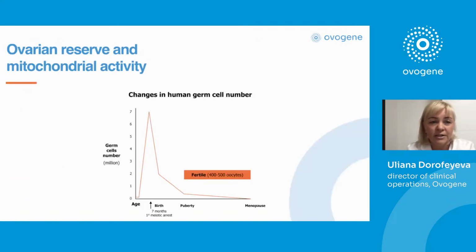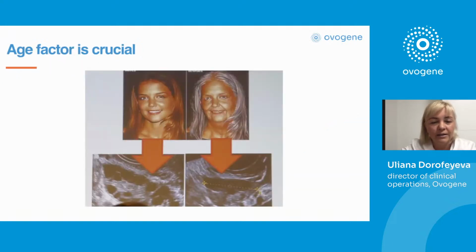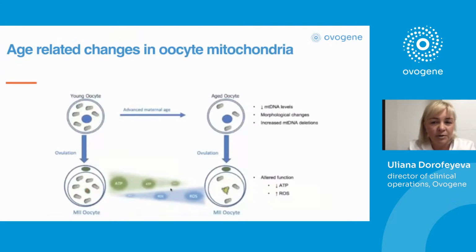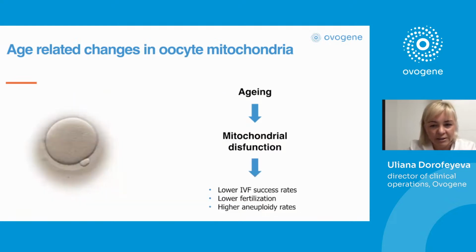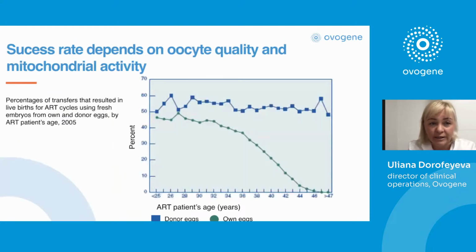So we also need to understand that while the ovarian reserve is decreasing with the age of the patient, the mitochondrial activity is decreasing as well. So we really need a solution for age-related patients. As the number of mitochondrial DNA goes down, we can see the mitochondrial changes, increased deletions in the mitochondrial DNA, which leads to less production of energy, as well as lower IVF success rates, lower fertilization, and higher aneuploidy rates for the embryos.